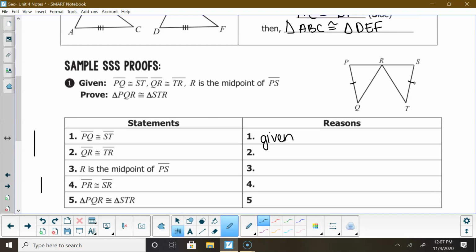My second one is also what? Given. And that's up here, QR and RT. And then my third one is still given. And all that's saying is R is the midpoint of PS. Okay? So you'll notice every time it says midpoint, I circle the midpoint in like purple, because I'm like, midpoint, different color. So if that's a midpoint, how am I able to say that PR is the same as RS?